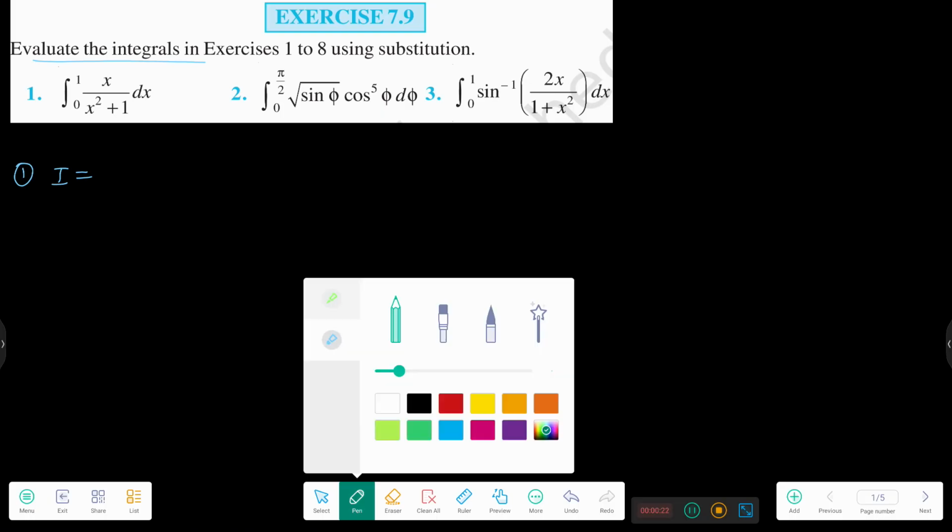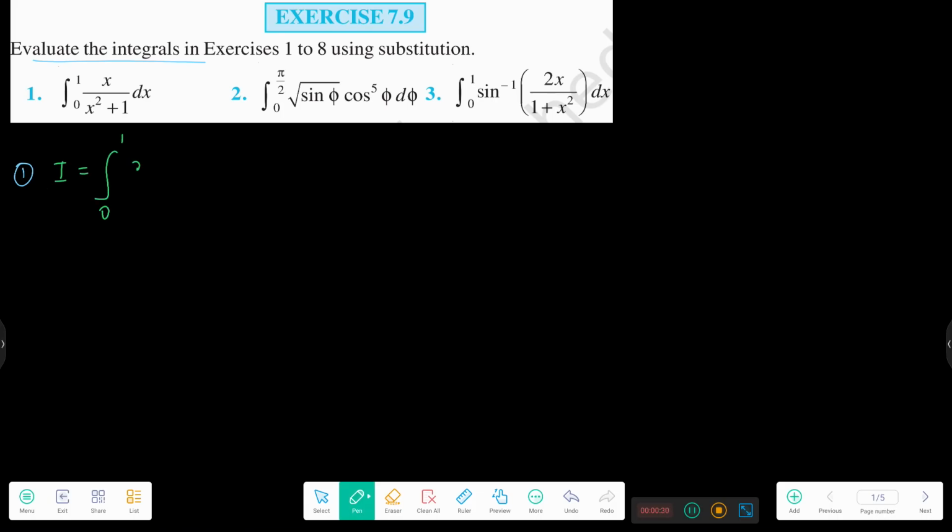Children, listen, this is exercise 7.9. We have to start. They are telling us to evaluate the integral in exercises 1 to 8 using the substitution method. Question number 1. They told us to use the substitution method, or else we know how to take this integral very easily. Am I right, children?